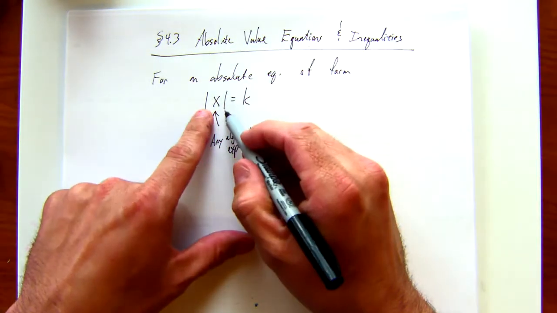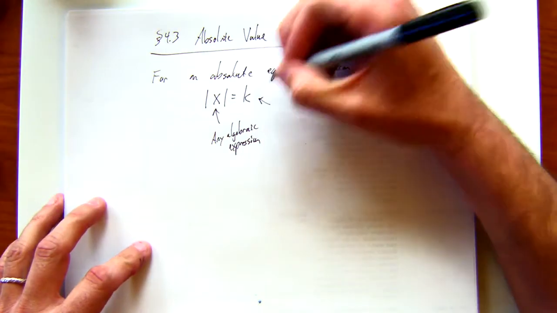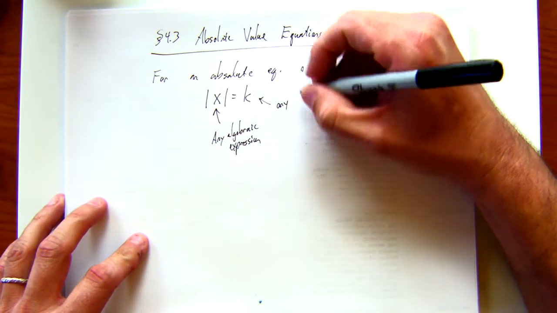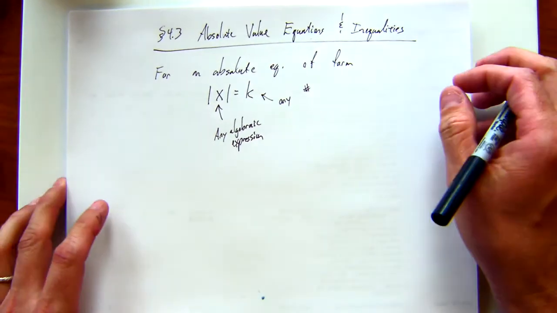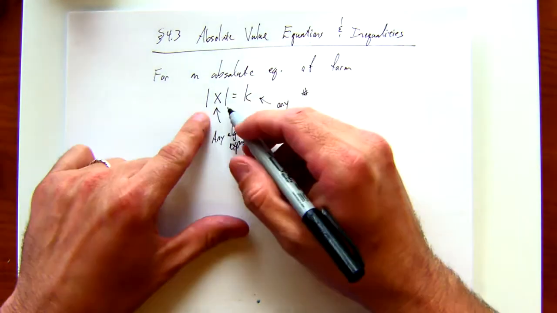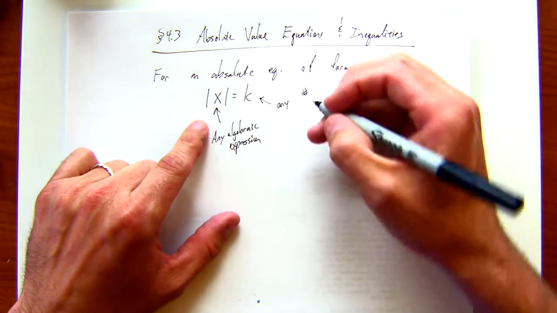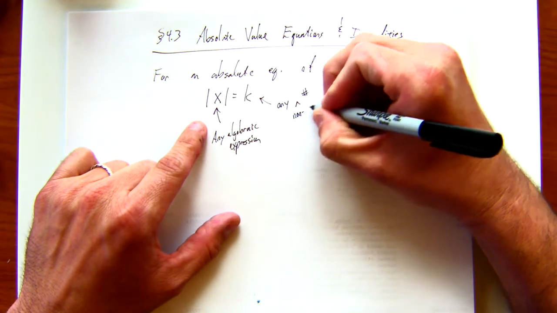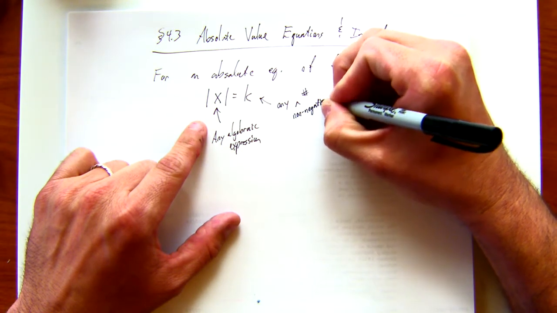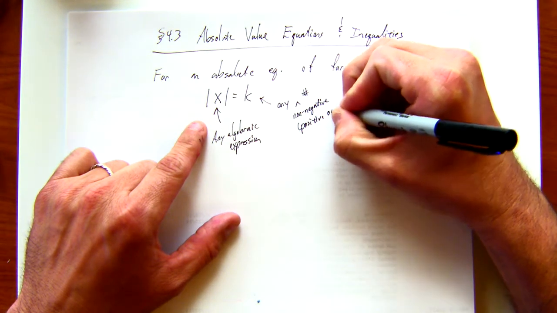So if that is inside an absolute value, and that's equal to k, now this k is any number, but what kind of number? Yeah, absolute value, if you remember, has always got to be positive, or it could be 0. So we can say any non-negative number. What that means is positive or 0.